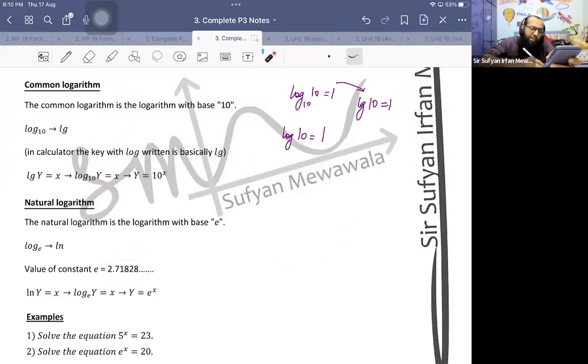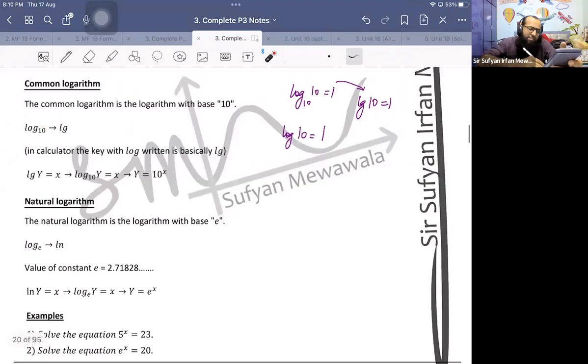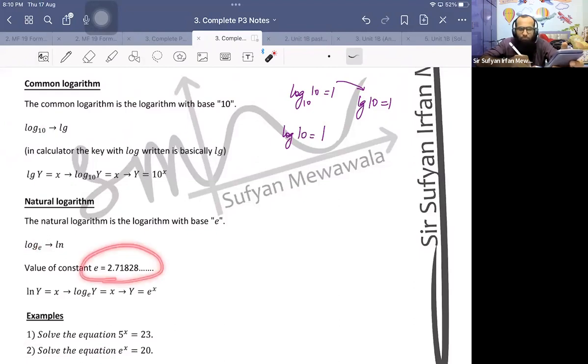So just like if the base is 10, we call it LG, if the base is e, that is, if the base is 2.71828 something something, which we are calling e, then that will be a natural logarithm and we call it ln. The point is that just as 10 is a value, e also has a certain value, and that value is this.